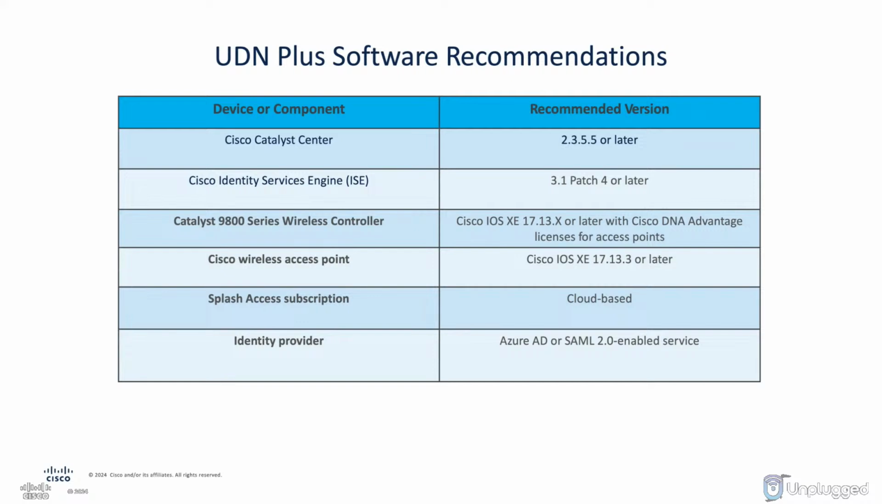From an access point perspective, any of the Wave 2 access points and beyond, that would be our CW9100 series access points and newer, are all supported for this. The Splash Access is a cloud-based service. Nothing needs to be installed on-prem for that to work; it is just done via cloud. And then from an identity provider, typically it's Azure AD. It's some sort of SAML connection. That's really just for the Splash Access portal to have identity information for the users to be able to log in themselves.